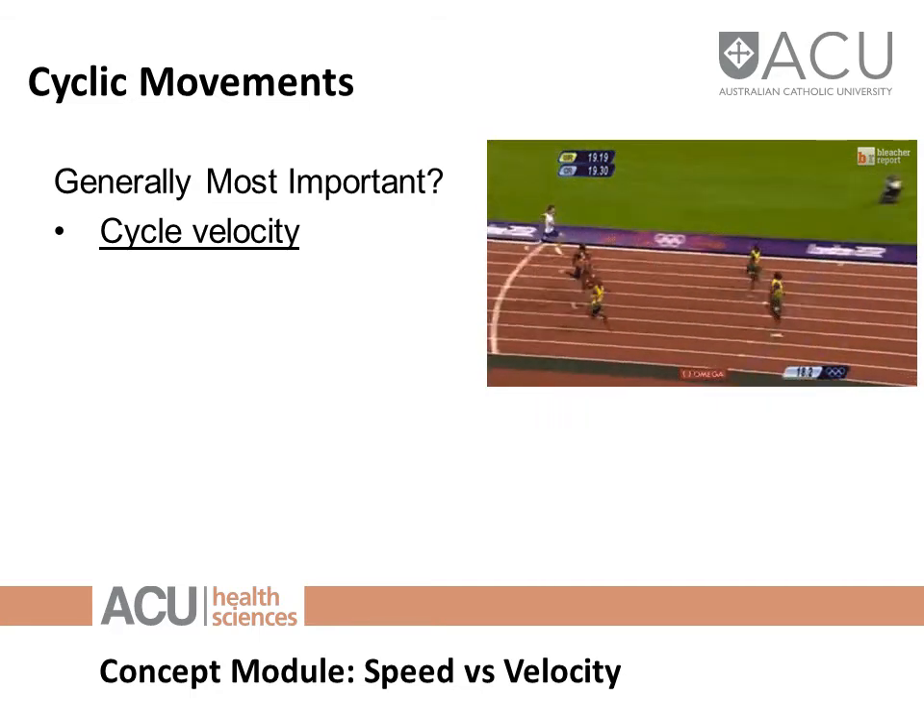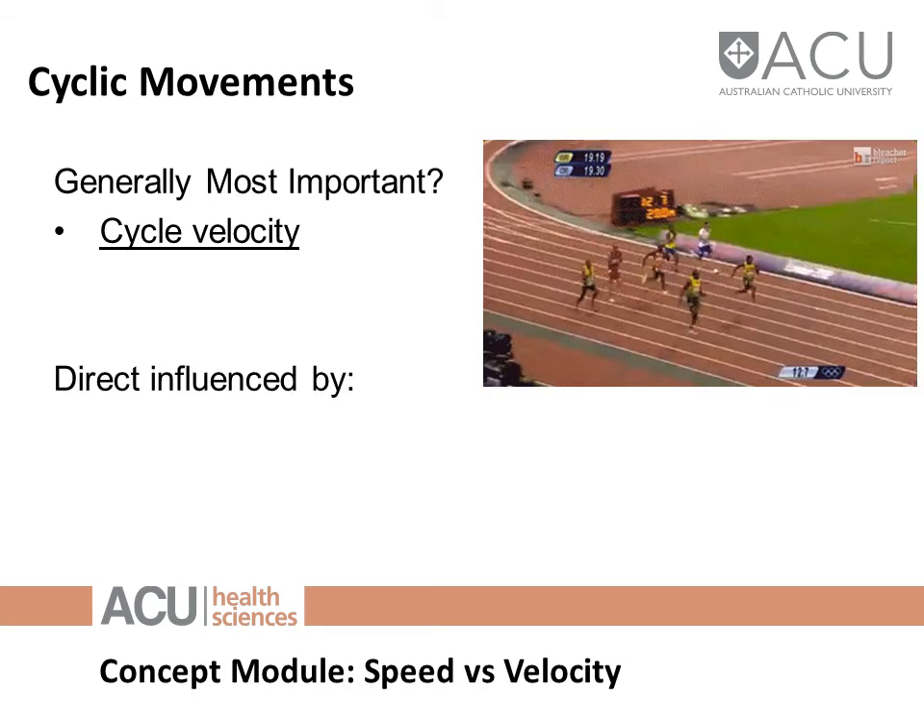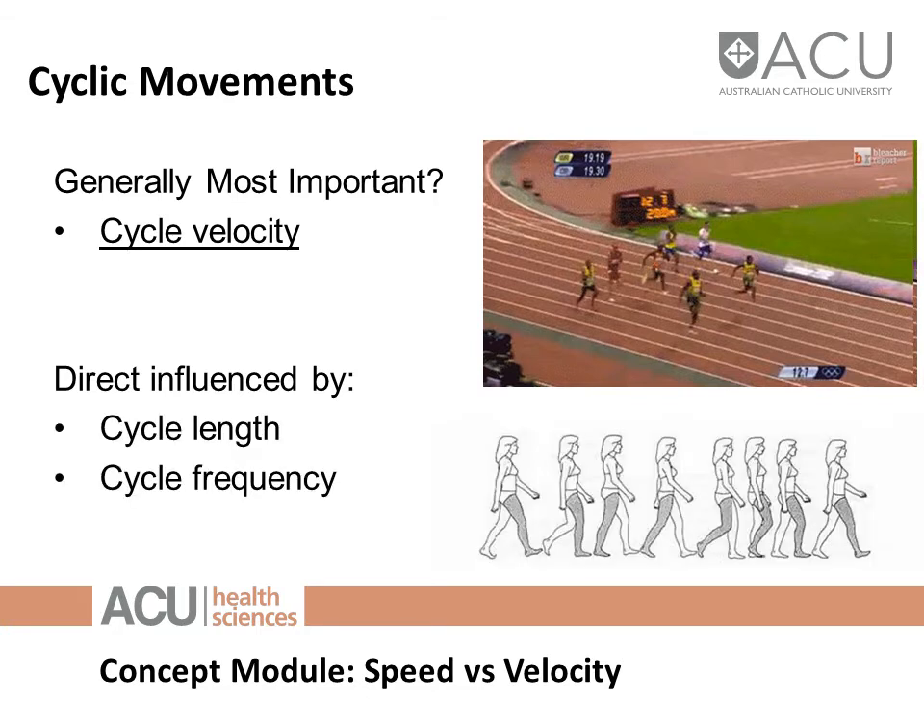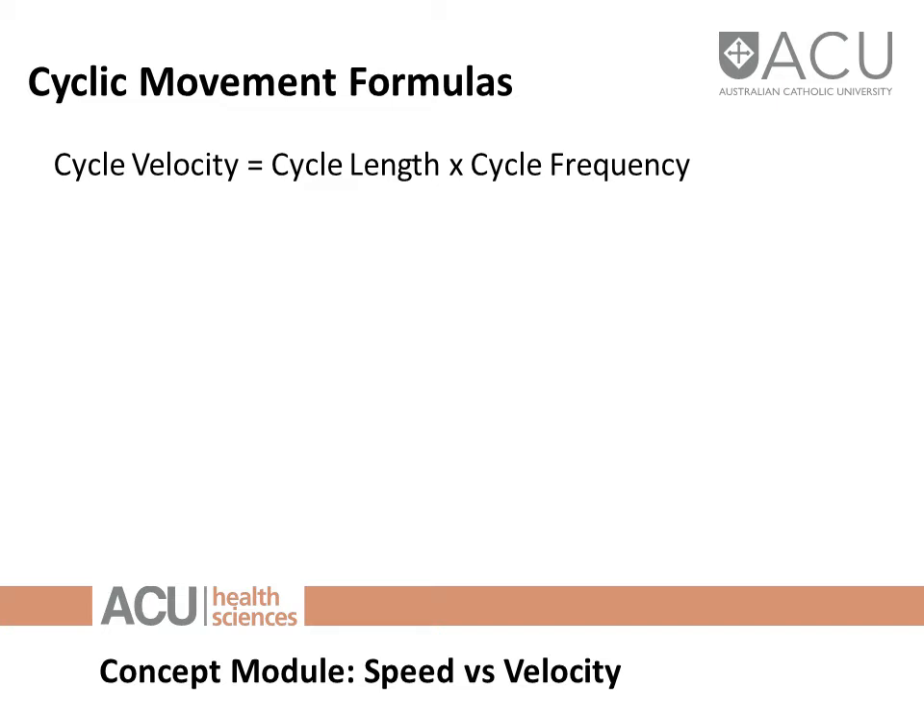So cyclic velocity. If we think about the direct influences of cyclic velocity, so how fast we're going with each of those cycles, the two things that really directly influence that are the length of each cycle, so how far each step is in walking, for example, and the frequency, so how many steps we can do in a certain period of time. We can see that relationship described by this formula here. Cycle velocity is your cycle length multiplied by your cycle frequency. A really simple formula demonstrating how cycle length and frequency both influence velocity in equal degrees.